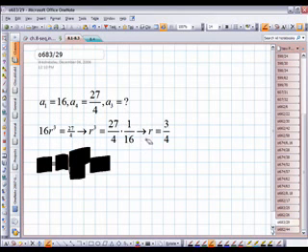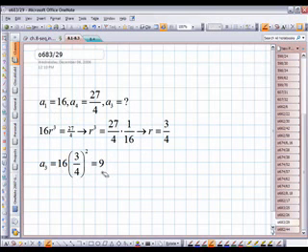So now that we know r is 3/4, to get a sub 3, we can take the first term. 3/4 to go from a sub 1 to a sub 3 is 2 steps. So 16 times 3/4 squared is equal to 9.